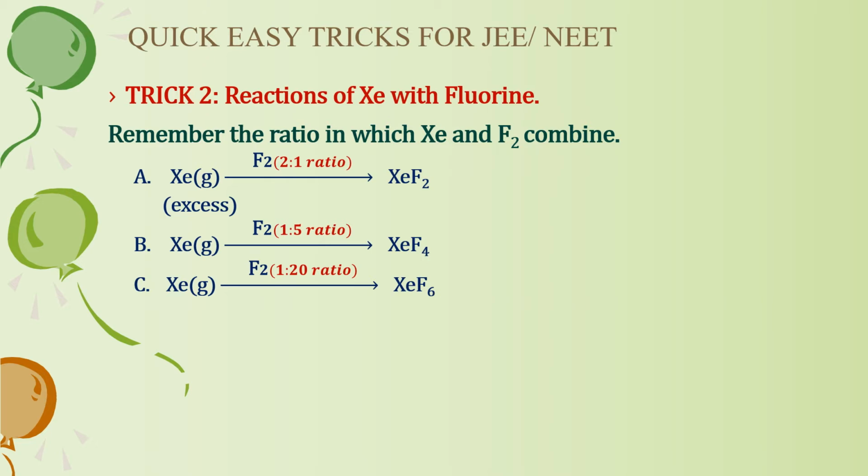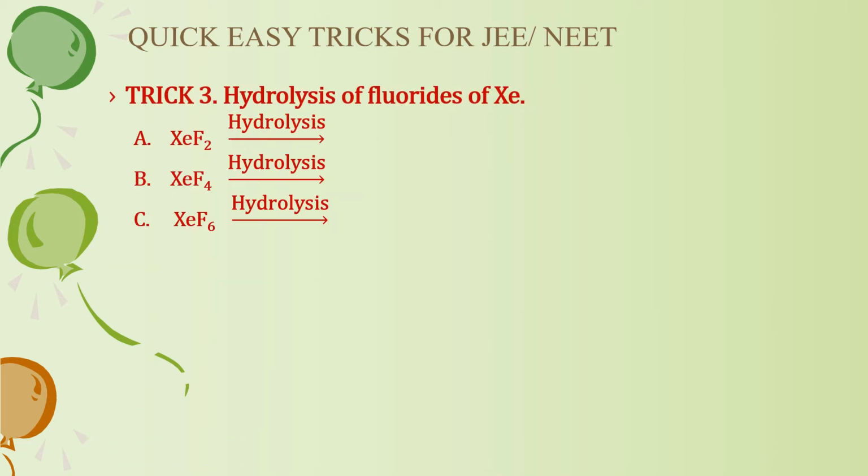Next, we move on to trick number 3. Trick number 3 is for the hydrolysis of the fluorides of xenon.